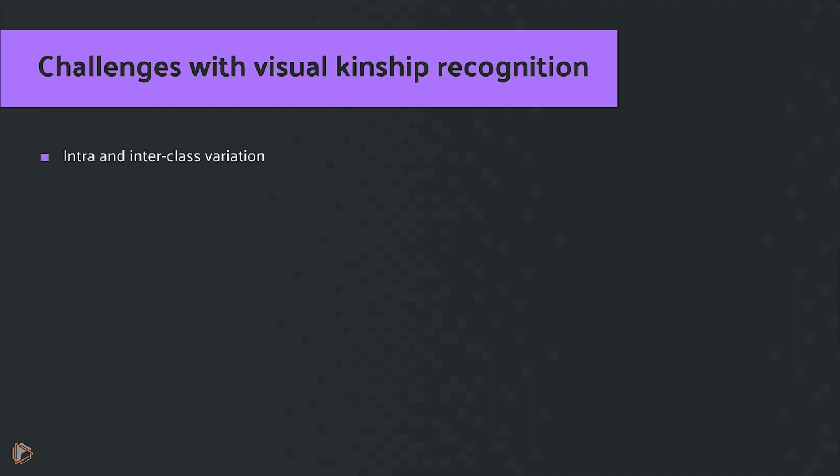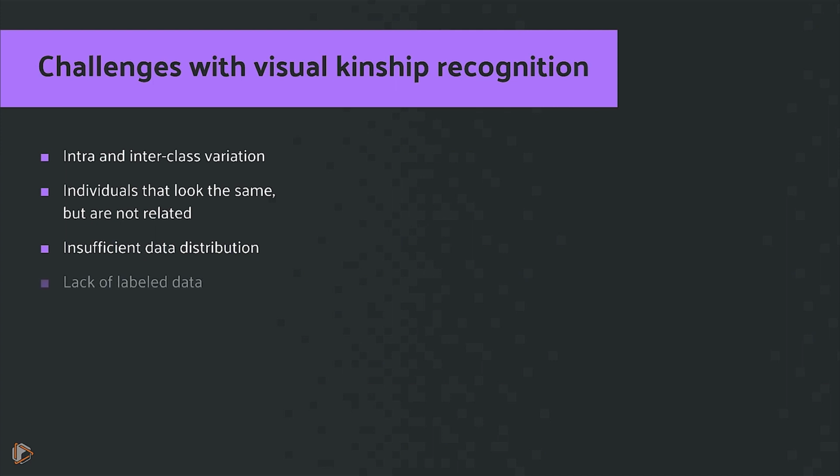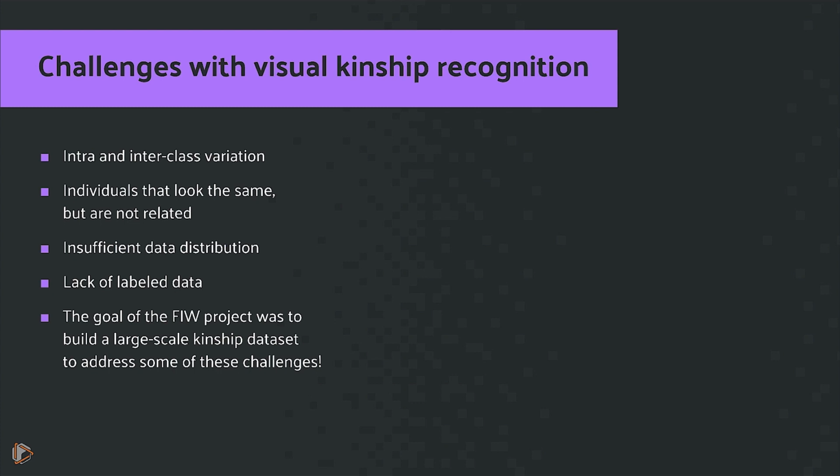So what are some of the challenges with conducting visual kinship recognition? Well, there's going to be intra- and interclass variation. Some individuals that look the same are simply not going to be related. There's an insufficient data distribution, and there's also a lack of labeled data. And this is precisely the goal of the Families in the Wild project. It was to build a large-scale kinship dataset to address these particular challenges.